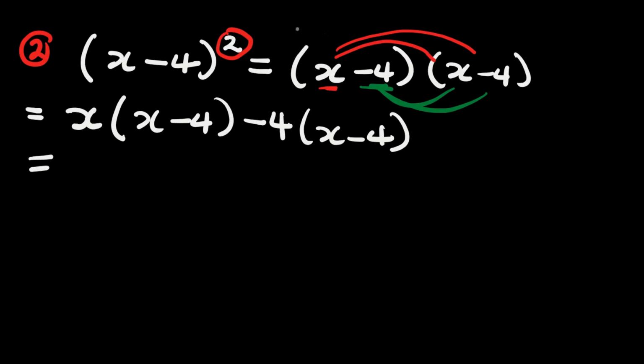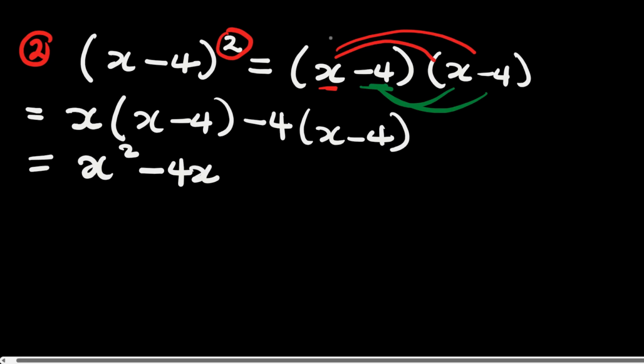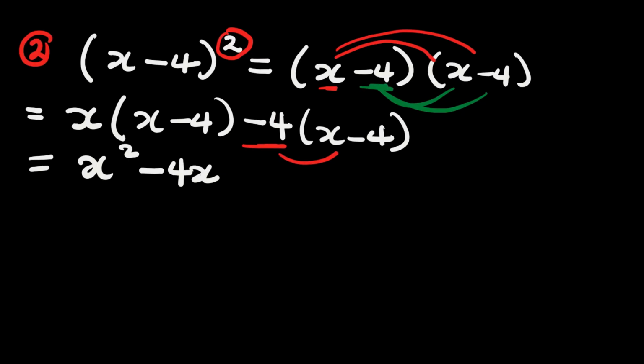So x multiplied by x, rule number 1 of exponents, so we get x squared. Then x multiplied by negative 4 will give us negative 4x. Then this negative 4, multiplied by x, we'll get negative 4x. Then negative 4 multiplied by negative 4.